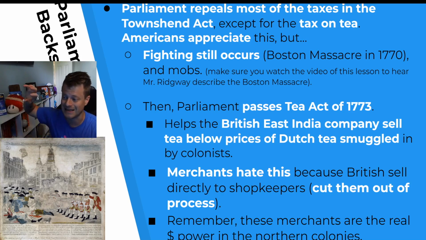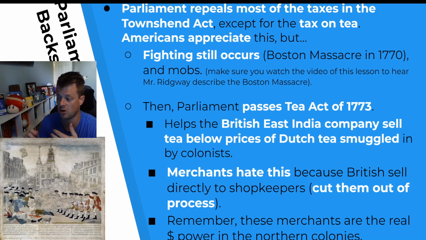The Tea Act completely cuts the large wholesale distributors of tea out of the tea distribution process. So not only are the colonists angry because their supply chains for getting cheaper tea have been disrupted, but all of those merchants whose business relied upon the importation of relatively cheaper Dutch tea are completely cut out of making money.